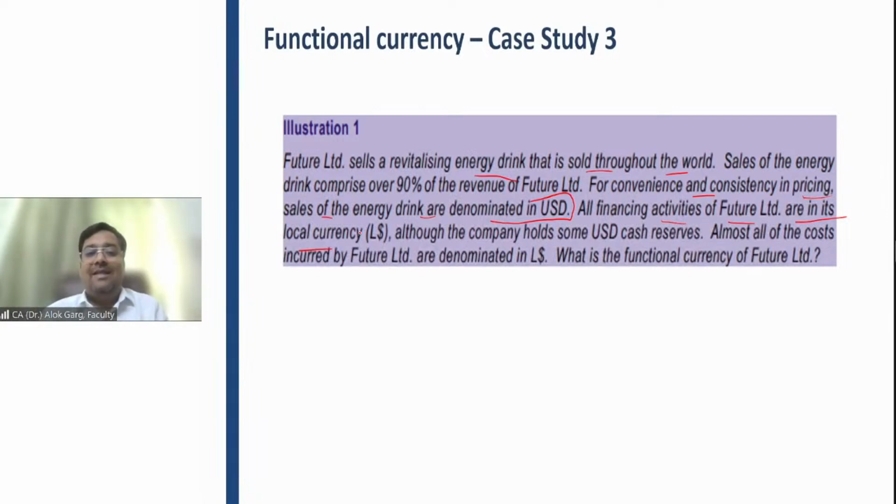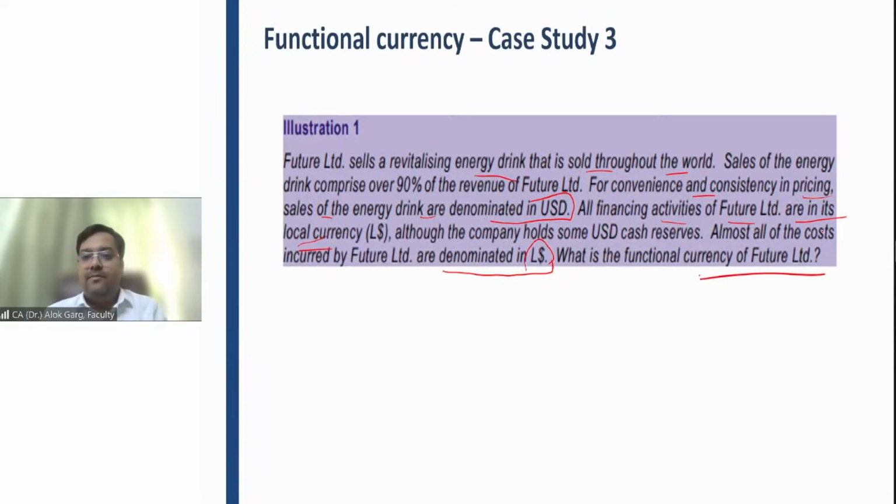Almost all the costs incurred by Future Limited are denominated in local currency. L dollar means local currency, right? For example, in the exam, you will not be able to understand what is meant by L dollar. So you can see that it is written here, local currency. So you don't need to write the name of any currency. If it is written in local currency, your answer will be this L dollar only. You need to write the functional currency is L dollar, local currency, right? What is the functional currency of Future Limited?